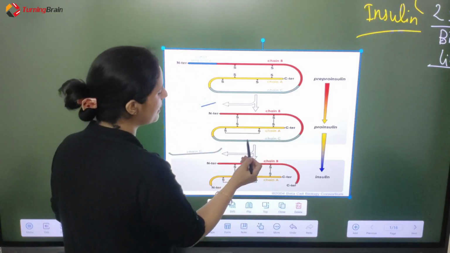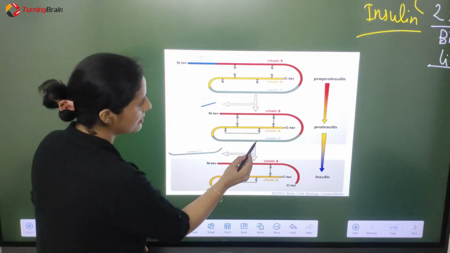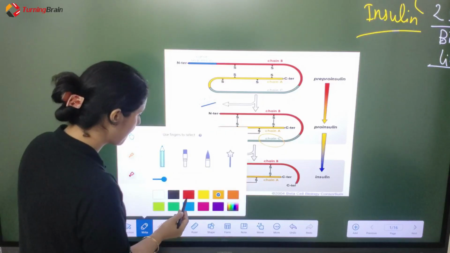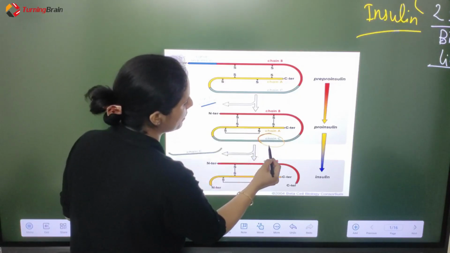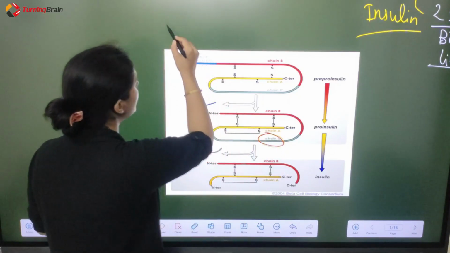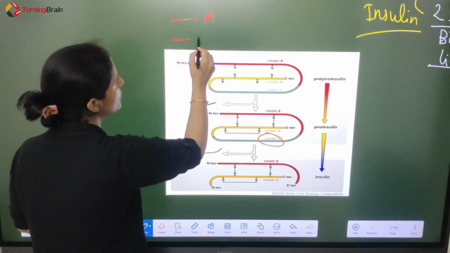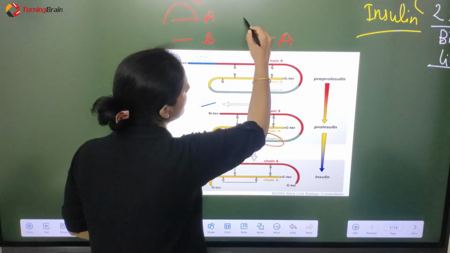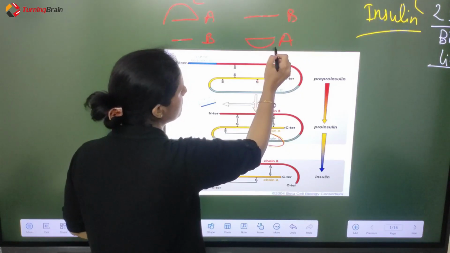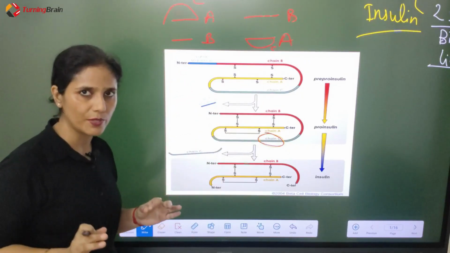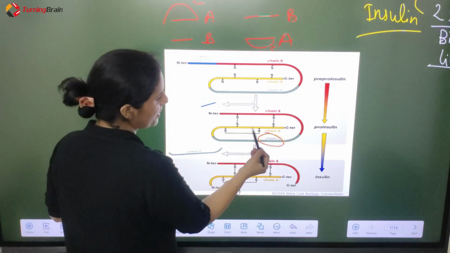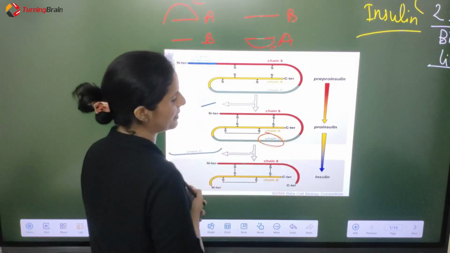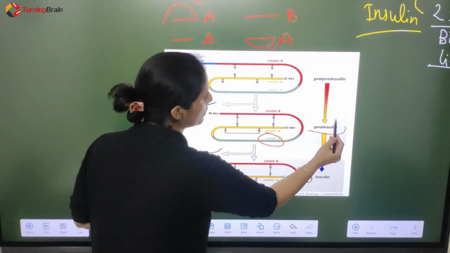Just have an idea that the C peptide, or the C chain, should be attached with the A chain only. You have to remember this point. If you are making the A chain like this and the B chain like this, attach the C peptide here. If you are making the A chain down and the B chain here, you have to attach the C peptide here only. That is important. So this is the A chain, B chain, and with the A chain there is a C peptide or C chain attached. Then it is known as proinsulin.